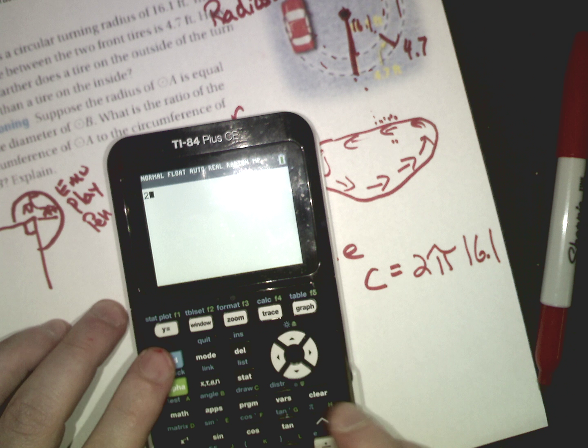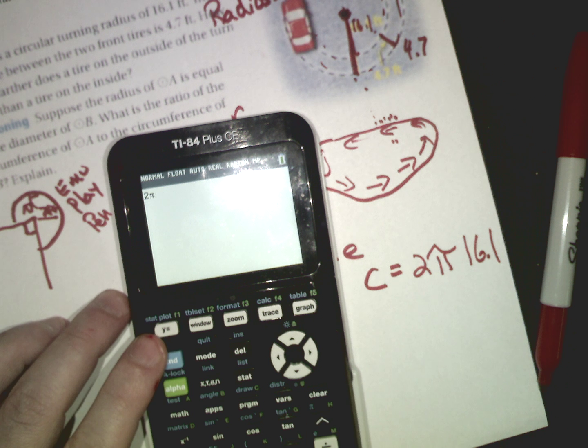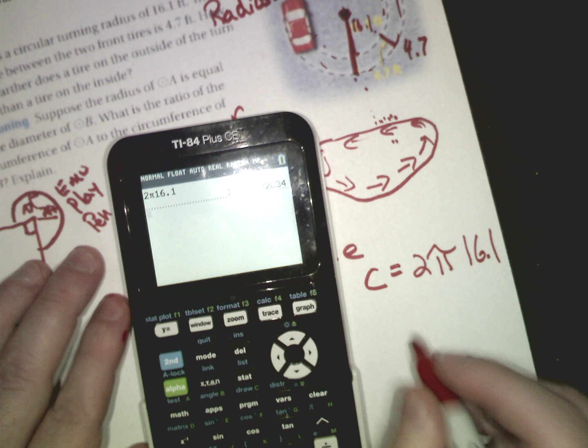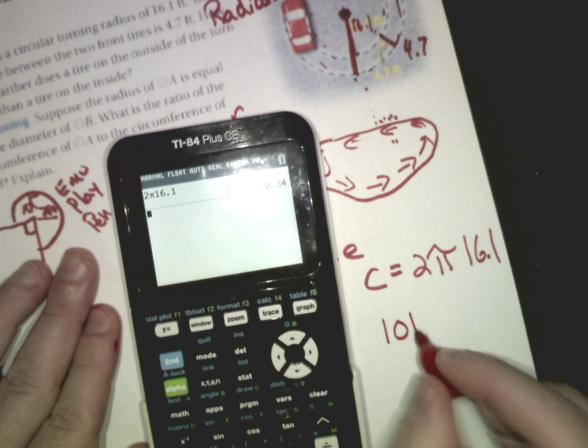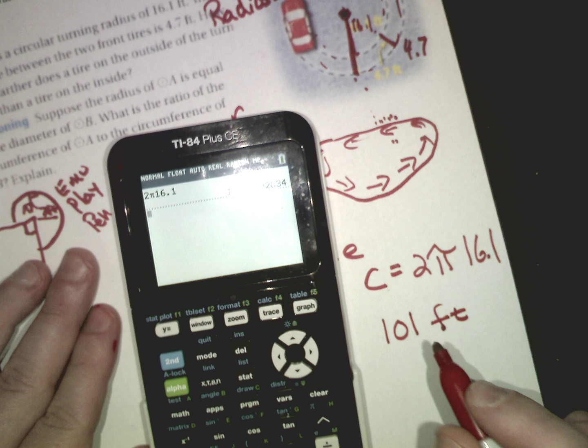2. Now remember where to find your pi, times 16.1. So that gives me the outside tire will travel 101.15. I'm going to say 101 feet. I'll round to the nearest whole number.